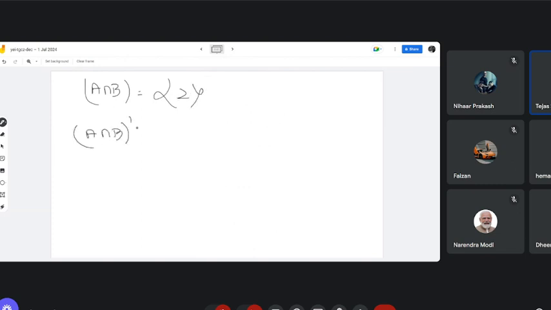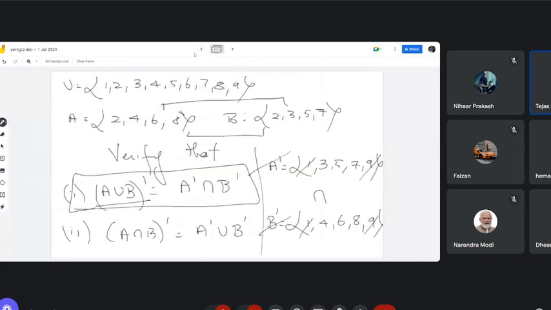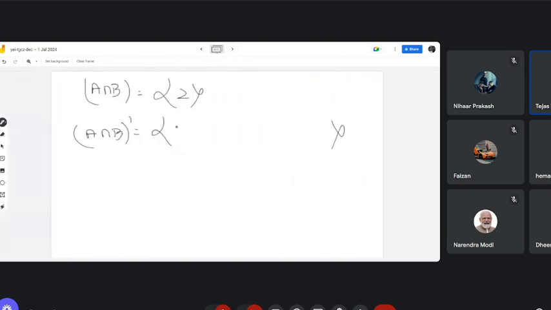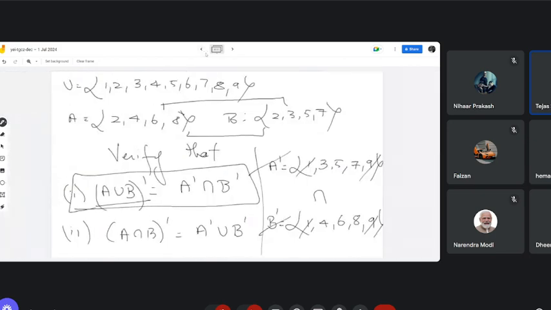Complement meaning comparison is with respect to the universal set. Universal set U has everything else, including 2, which means I should write everything else excluding it. So from 1 through 9 without the 2, it'll be 1, 3, 4, 5, 6, 7, 8, 9. I hope it's correct. Yeah. That's the right answer.